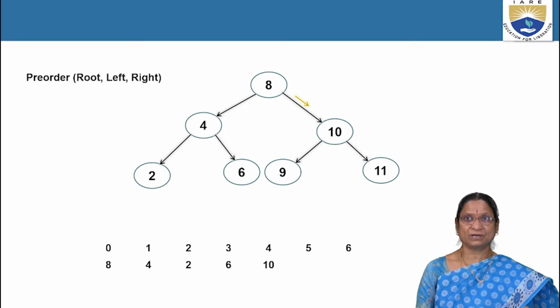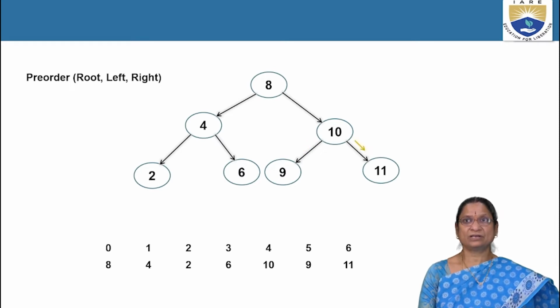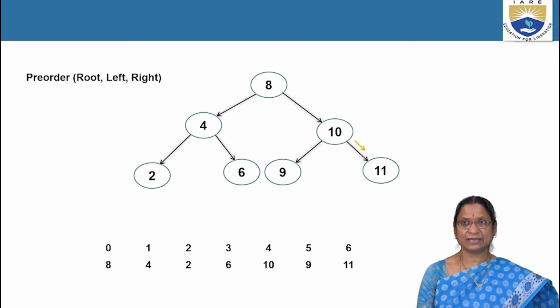In case of the right subtree, what is the root of the right subtree? 10. So 10 is going to be printed first. Then it will move to the left subtree. In the left subtree, 9 is there. Further, no children. The root itself is processed. No children are there. It will go back again. So for 10 again, it will take the right subtree. The right subtree has a root as 11, and it will be processed. So the order in which we are getting is 8, 4, 2, 6, 10, 9, 11, which is a pre-order.